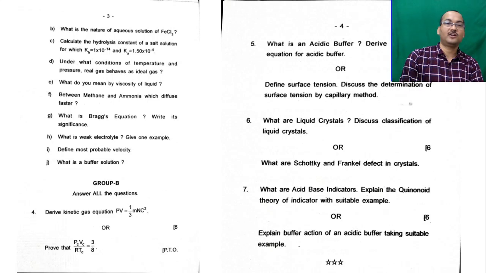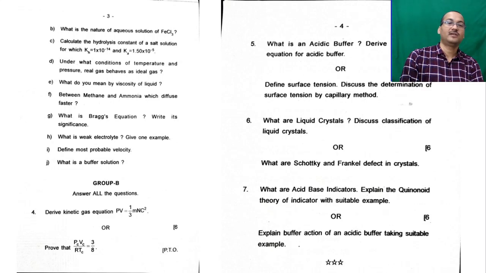Under what condition of temperature and pressure real gas behaves as ideal gas? What do you mean by viscosity of liquid? Between methane and ammonia, which diffuse faster and why? What is Bragg's equation? Write its significance.